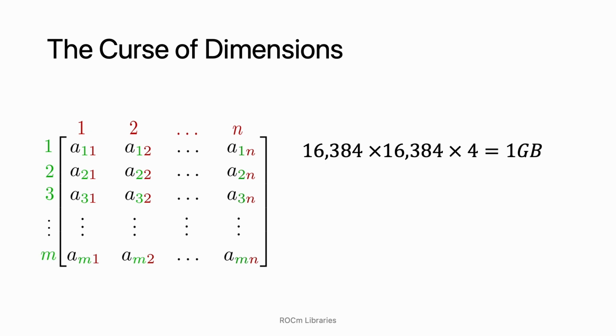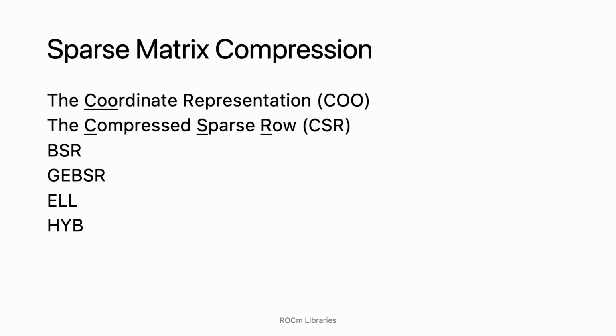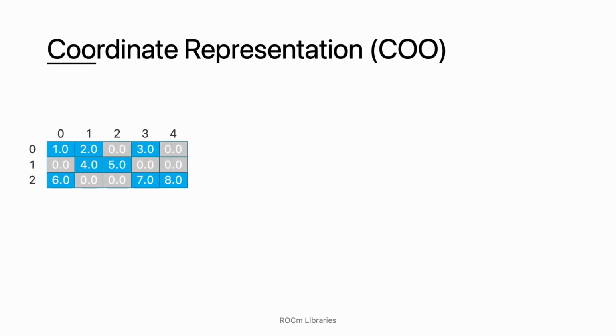When we say sparse data, we consider vectors or matrices with a lot of zeros in them, and only a few pieces of data have non-zero values. There are many different ways that we can store sparse data, or sparse matrices in particular. For example, we have the coordinate representation, COO, the compressed sparse row representation, CSR, and others such as BSR, GEBSR, ELL, and HYB. There are countless sparse matrix compression methods, but COO and CSR are the most commonly used representations. So in this video, before introducing the rocSPARSE library, let's talk about the COO representation first.